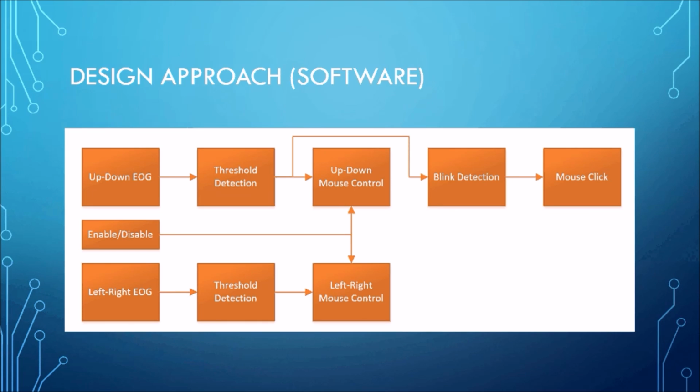The software for this project was all implemented in Arduino, and here's a basic flowchart of how the program runs. First, each pair is read into the Arduino using the analog read function. If these signals go outside of bounds set by our thresholds, then it can detect either left or right mouse control or up or down. In the up or down case, if it detects another peak within a certain set time, it'll register this as a double blink instead of moving the mouse, and will instead click the mouse.